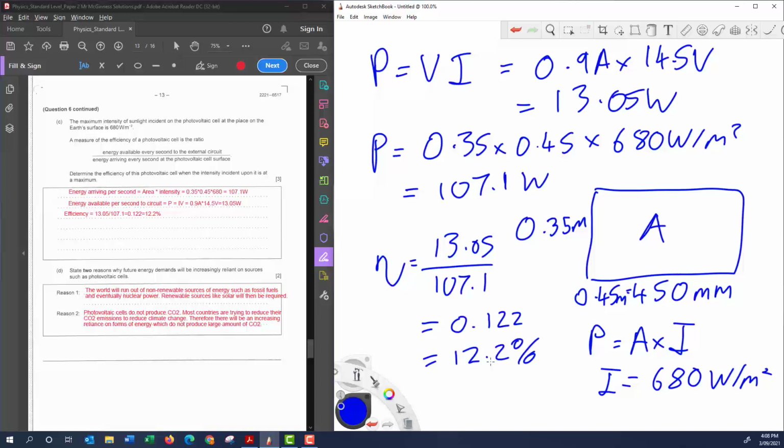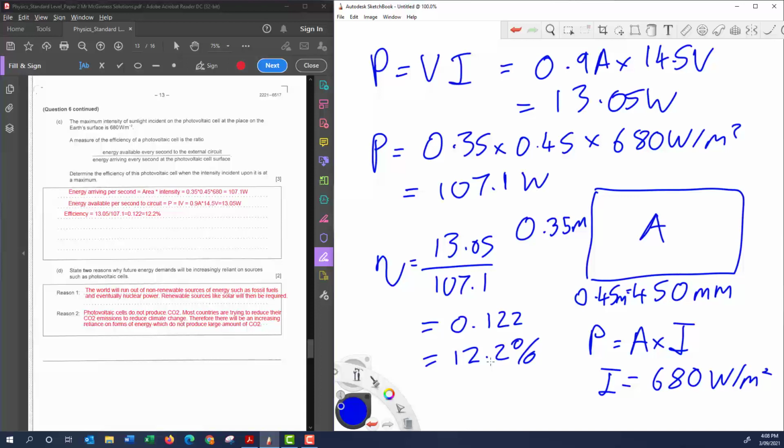Okay, and now they want us to state two reasons why future energy demands will be increasingly reliant on sources such as photovoltaic cells. I've put my two reasons as: reason one, the world will run out of non-renewable sources of energy like fossil fuels and eventually nuclear power, because that's also non-renewable. But renewable sources like solar will then be required because the other ones have run out.